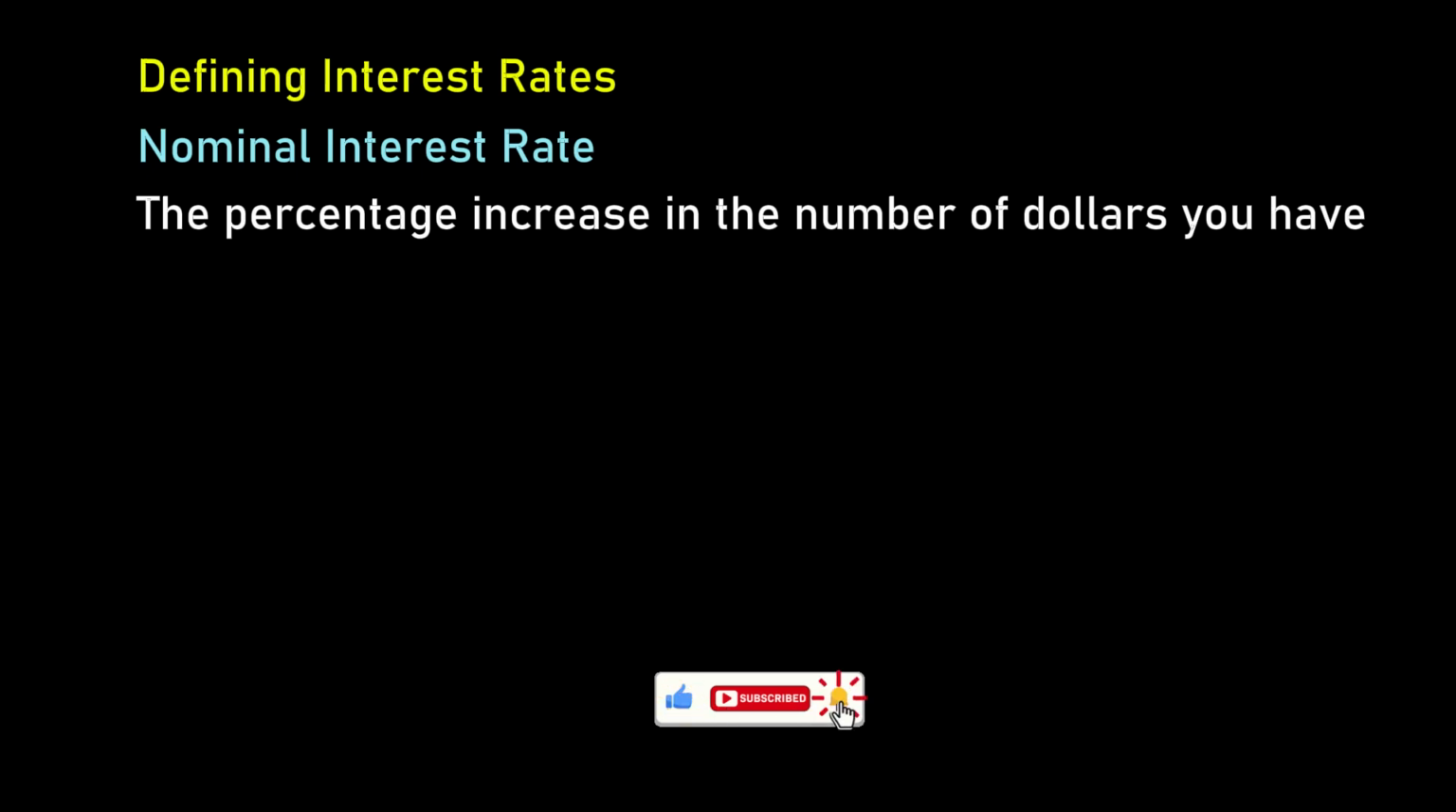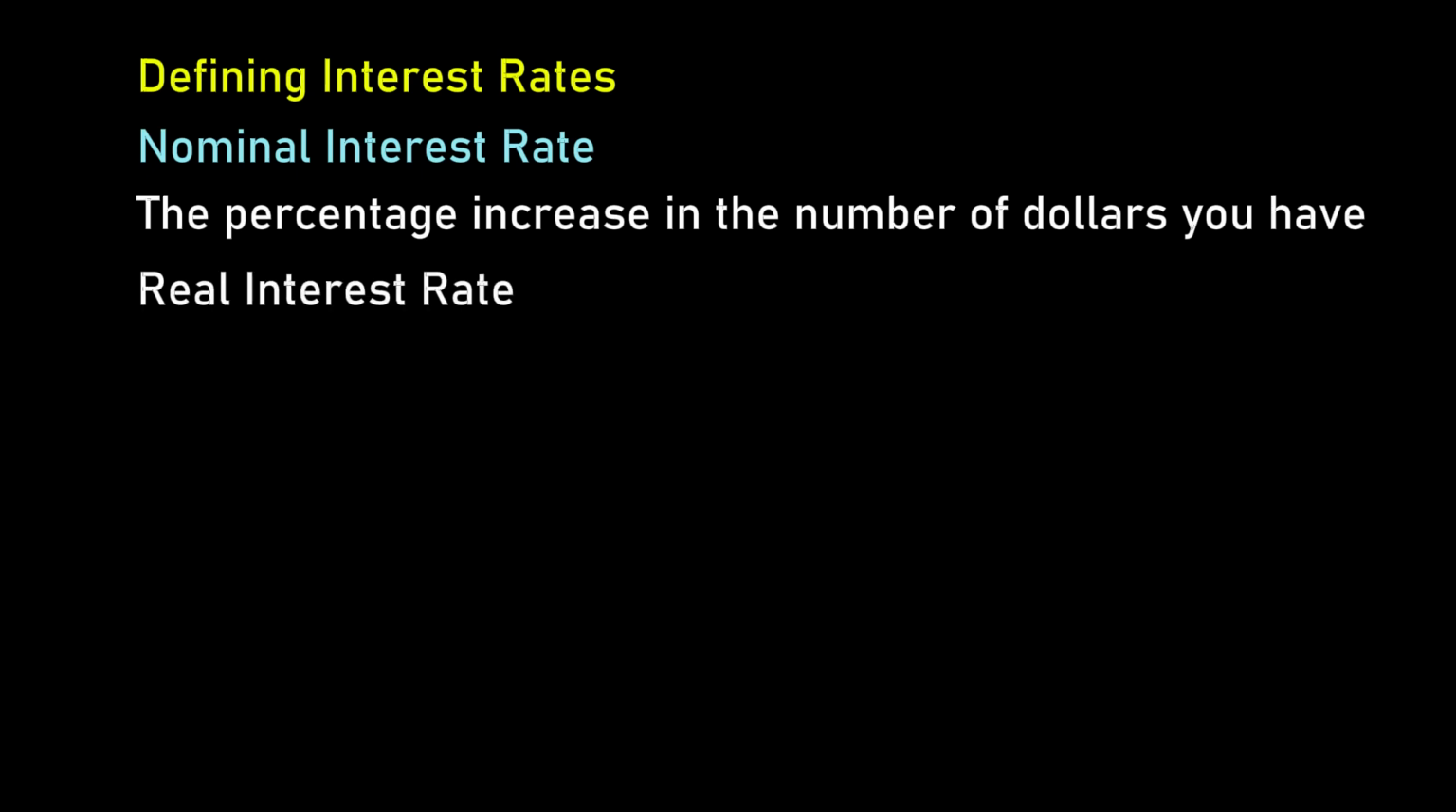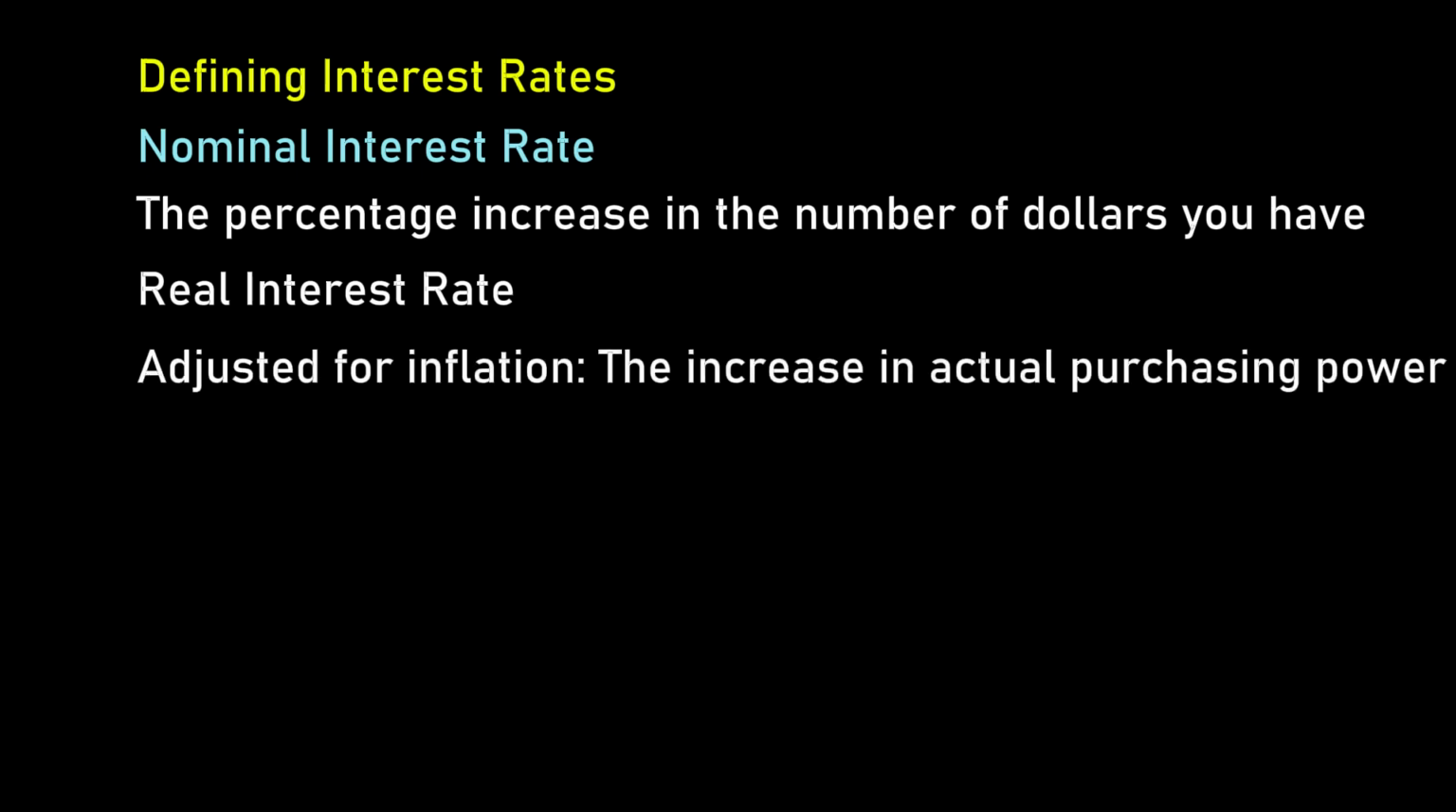Let's start by defining our terms. The nominal interest rate is the interest rate as it is usually quoted. It is the percentage increase in the number of dollars you have. The real interest rate, on the other hand, is the interest rate adjusted for inflation. It represents the percentage increase in your actual purchasing power, meaning how many more goods and services you can actually buy.